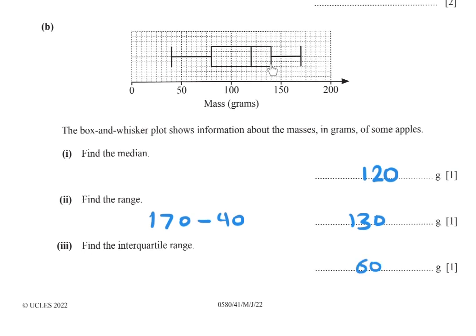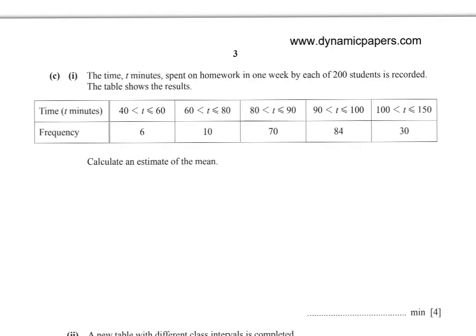Or you can find the upper quartile and lower quartile, then subtract. Upper quartile, 140. Lower quartile, 80. So 140 minus 80, you get the same answer, 60. Now C, can you read?